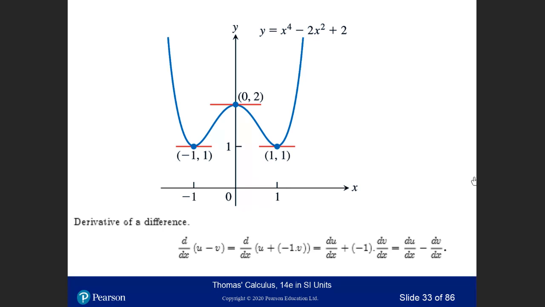Okay, so when you take the difference, you have the same thing, because the derivative of a difference is the derivative of u plus minus v. Since, as when you add, you take the constant out, you take this constant out, which is minus 1 on v. That's what you get. So that's the same thing.